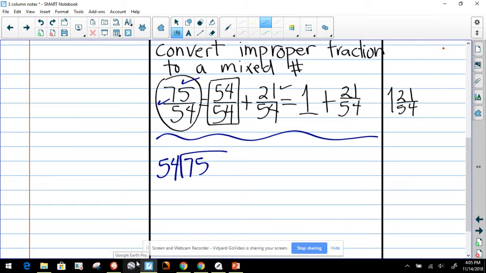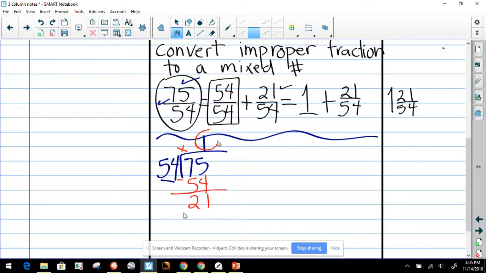Now again, you go through the normal routine of solving this division. The 54 goes into the 75 one time. Then you multiply 1 times 54 equals 54. And the remainder is 21. So there is a mixed number.